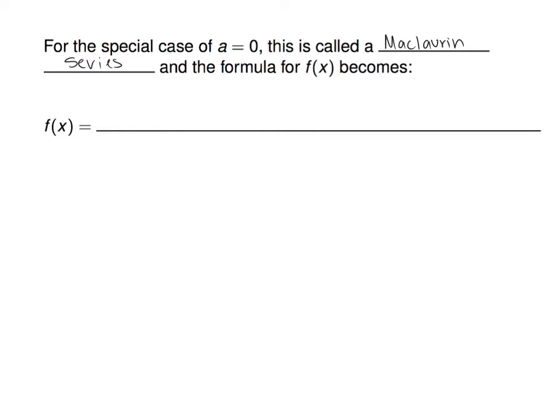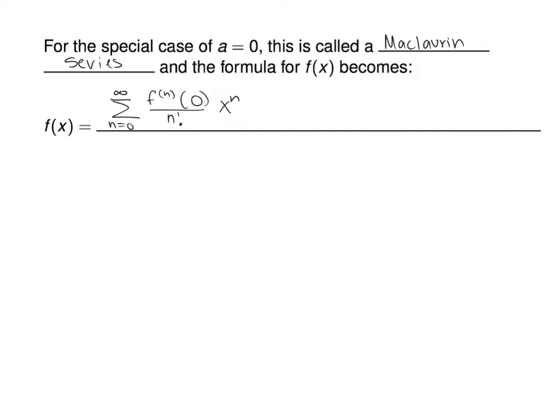And in that case, this formula becomes, well, let's just write it in summation notation, then list out what it is as well. So a sum from n equals 0 to infinity of the nth derivative evaluated at 0 over n factorial. Those are our coefficients. X minus a to the n becomes x to the n.